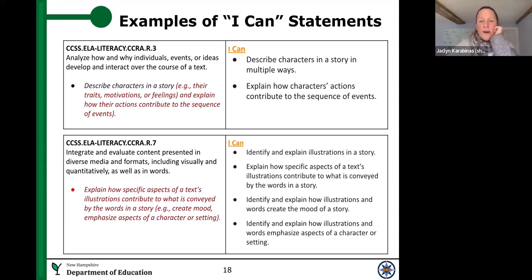So for example, the I can describe characters in a story in multiple ways. I might think, okay, multiple ways might trip up some kids. I might think, okay, describe characters. So I might think about starting with myself first, like I can tell my friend 3 things about myself, or I can tell you 2 things about this character, Rosa in the story, really making it super explicit and specific to that situation, if that makes sense.